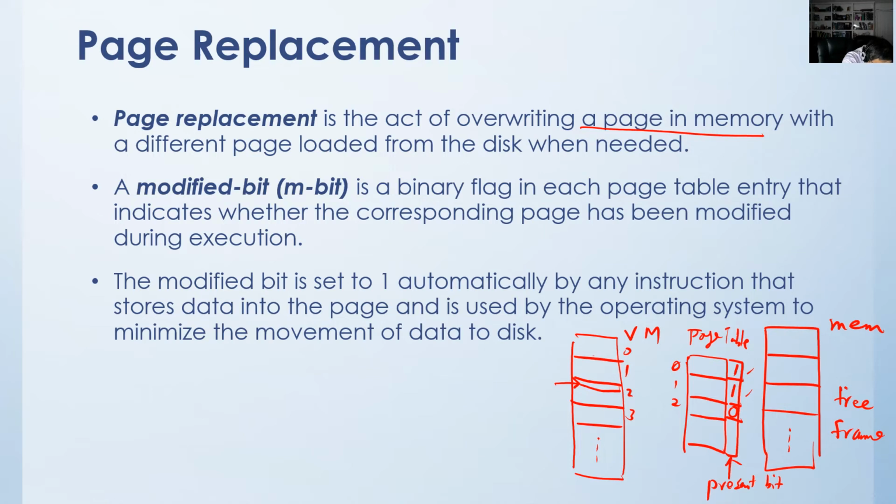So then we load this page 2 into that particular frame, and we put the frame number in the page table and update the present bit from 0 to 1. Now, if no such free frame exists, so that means the physical memory is full, then we need a page replacement, right?